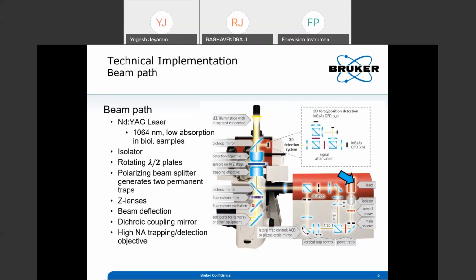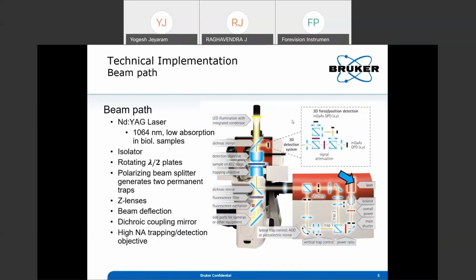Mr. Raghav, we got another question from Mr. Brijesh Kumar Singh. He's asking: is a single QPD sufficient to measure the position, or do we need two QPDs for two beam paths?